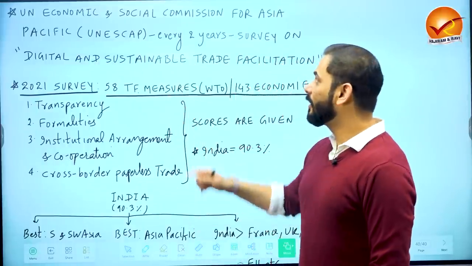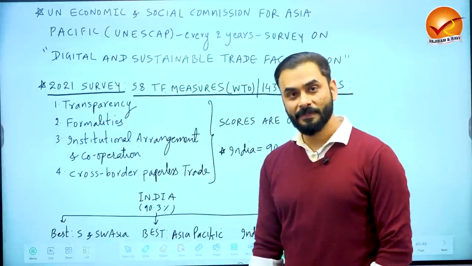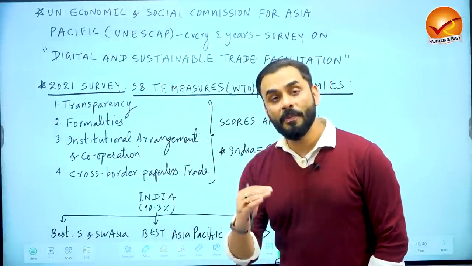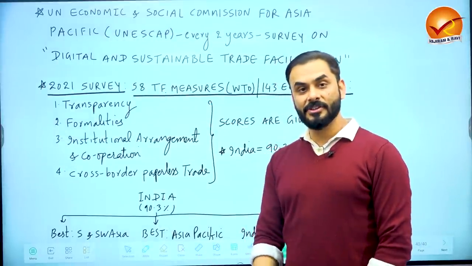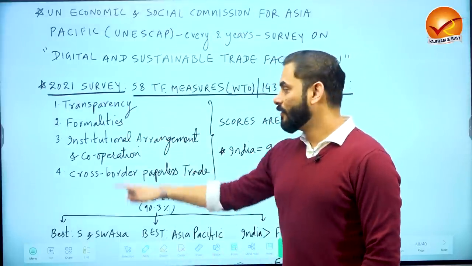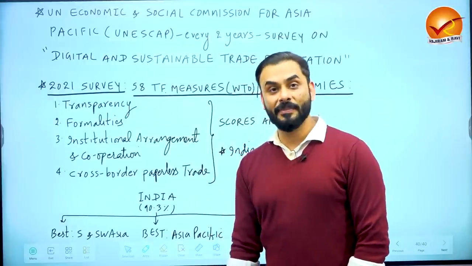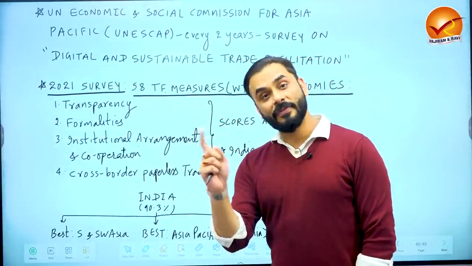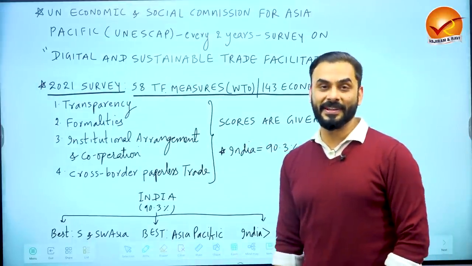So this United Nations Economic and Social Commission went to 143 economies of the world and tried to find out, out of these 58 trade facilitation measures, how many measures were adopted by a particular country. They divided these 58 measures into the following indicators: transparency related steps, formalities, institutional arrangement and cooperation, and cross-border paperless trade. So they were trying to examine, in these four aspects covering these 58 measures, how different countries of the world were performing. India's score in this was 90.3%, which is very, very good.